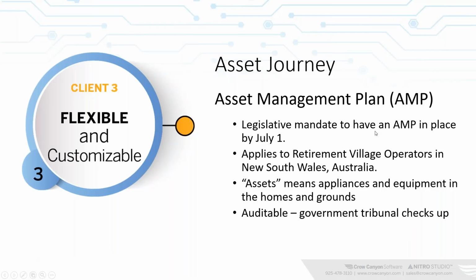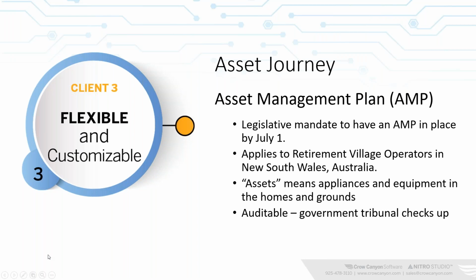They have a mandate to have the AMP in place by July 1st. It applies right now to the retirement village operators in New South Wales, but we're expecting that it will go to Queensland and South Australia and Victoria and all the other states, possibly New Zealand. And then the team here at Crow Canyon thought about it and said, well, this really could apply anywhere, it doesn't have to be just Australia. The same idea is that you want to keep track of your assets. You want to know what needs to be replaced, what needs to be repaired, and you want to be transparent about it to the residents who ultimately are paying for this.